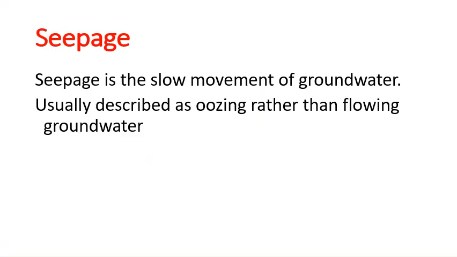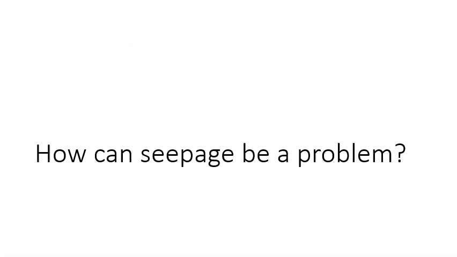So here's our definition of what is seepage. It is the slow movement of groundwater, usually described as oozing rather than flowing groundwater. It's not a spring. It's just a place where we get the slow movement of water that keeps the ground damp. So how can this be a problem?